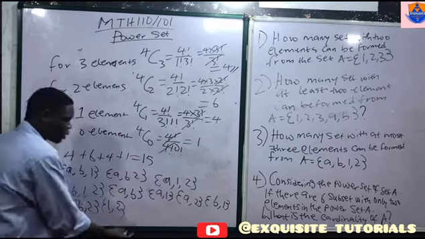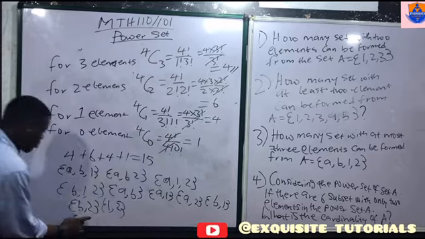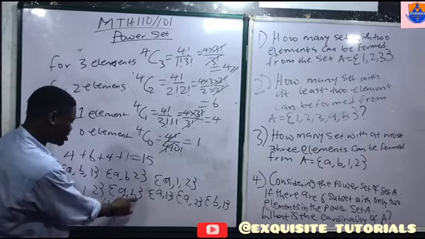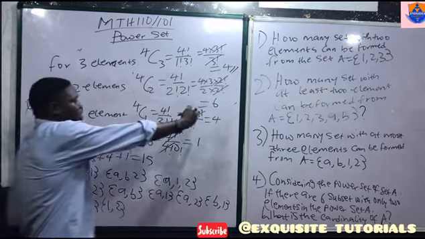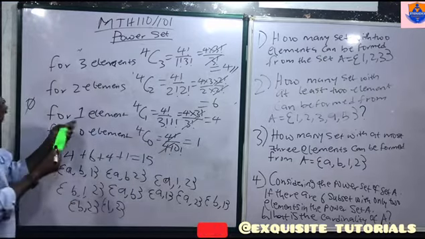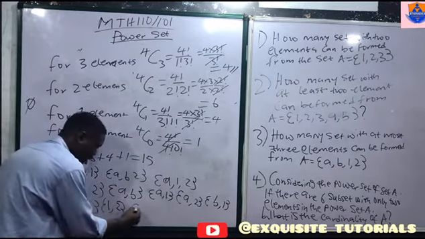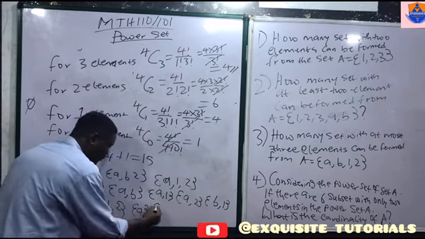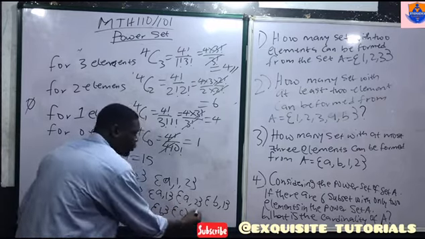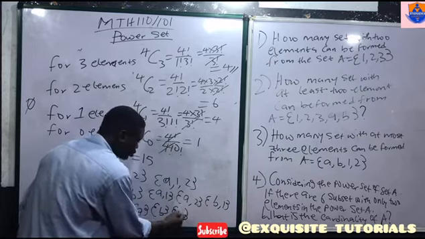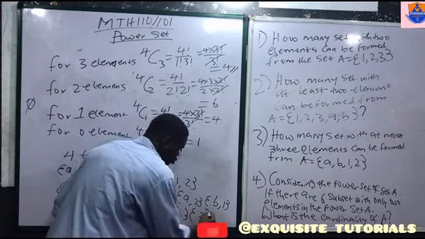So let's count. We're going to have 1, 2, 3, 4, 5, 6, which is very correct. That's what we had here. Then for those that will have 1 element, as easy as ABC, we have A only, B only, we have, okay, there's no C, we have 1 only, and 2 only.